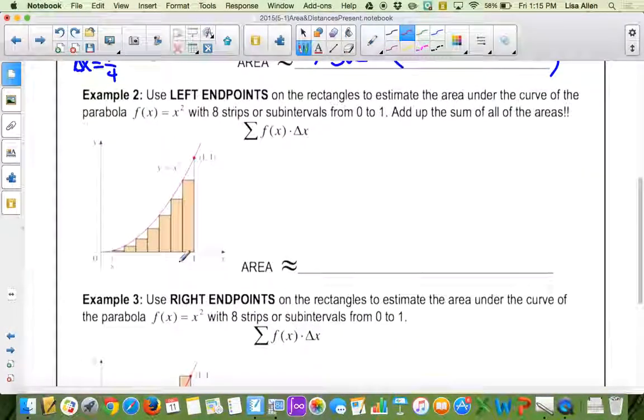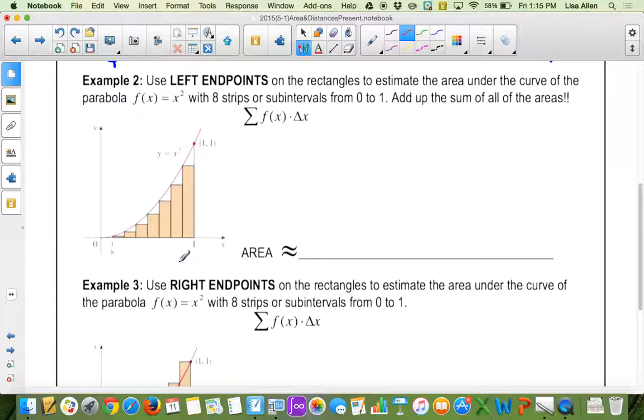Okay, let's try the left endpoints then. Using left endpoints on the rectangles, estimating the area, you can see the first rectangle doesn't exist. There is no area, but we'll talk about its function value as well. So in this case, what's delta x equal to? That's right, it's 1/8. Now as you go across, putting the function values right above the rectangles, the first one is 0. The second one is, well, it's hard to see, right? So you've got to get this idea of what the function values are.